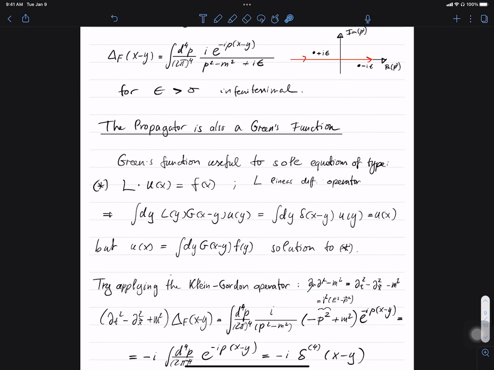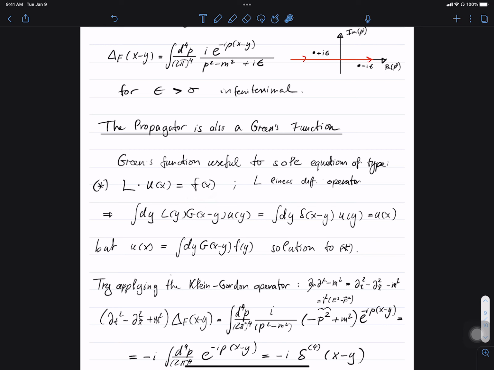Now, finally, to comment on another issue: the propagator is also a Green's function of the Klein-Gordon derivative operator. Just remember what the Green's function is. It is for linear differential operators. We can have equations where, for example, a linear differential operator L acting on a function u gives us some function f.